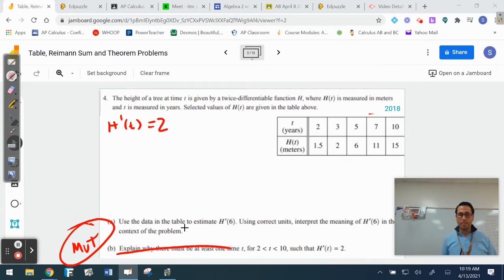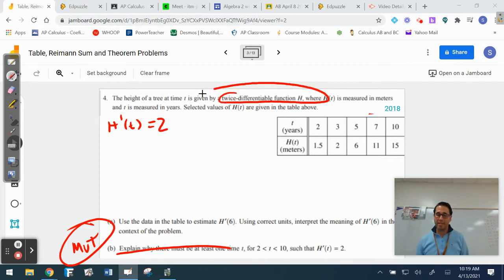Since h of t is continuous on the closed interval. Now, how do you know it's continuous? Well, because it's differentiable, and you should say that. So since h of t is continuous on the closed and differentiable on the open, because it says it's a twice differentiable function, we know that. All right. And then there must be at least one t.